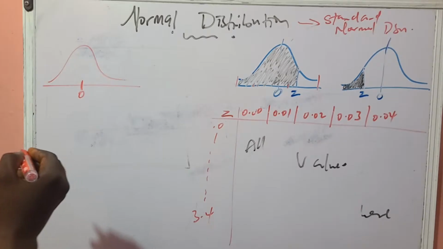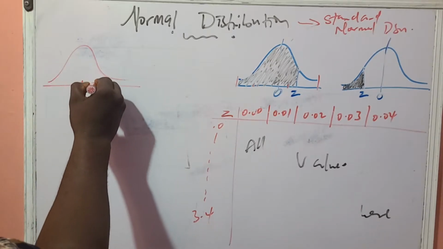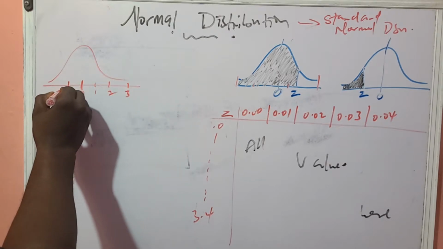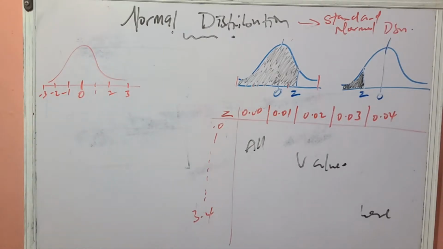depending on what you're dealing with, let's say this was 1, let's say this was 2, let's say this was 3, let's say this was -1, -2, -3. Let's just say it that way, all right?